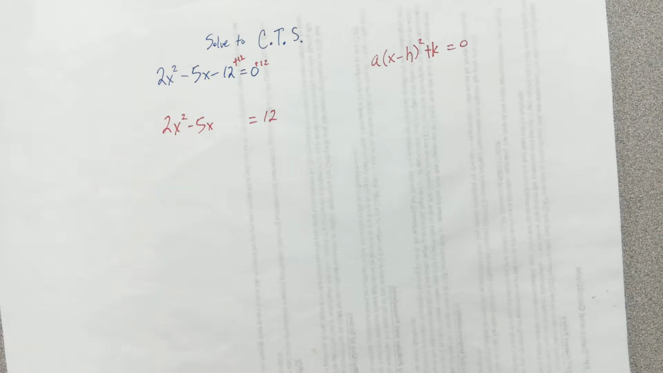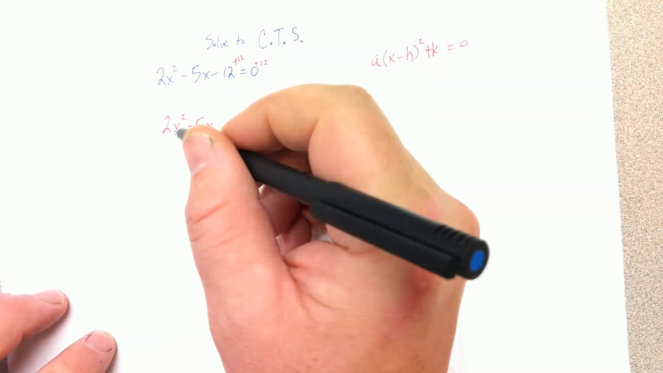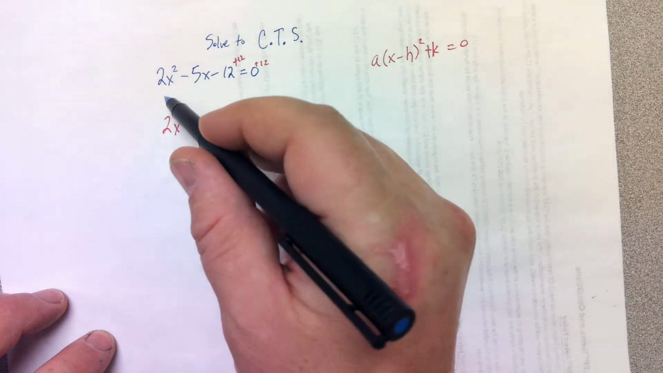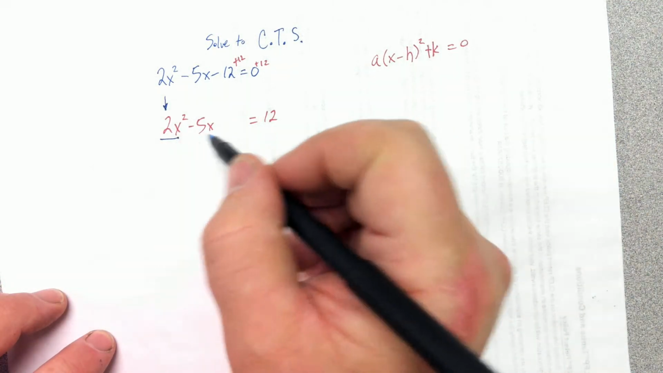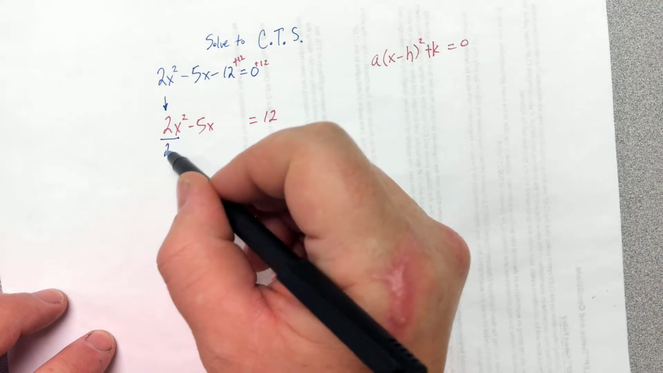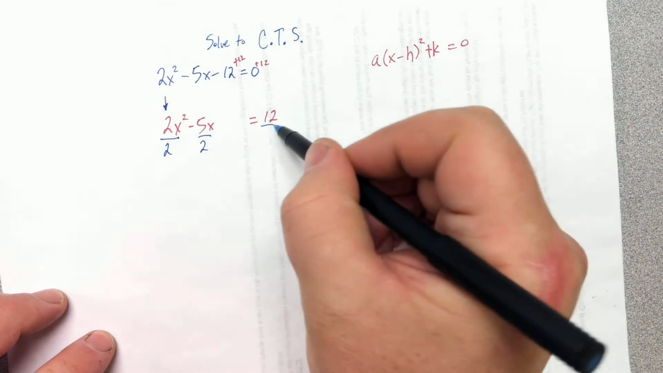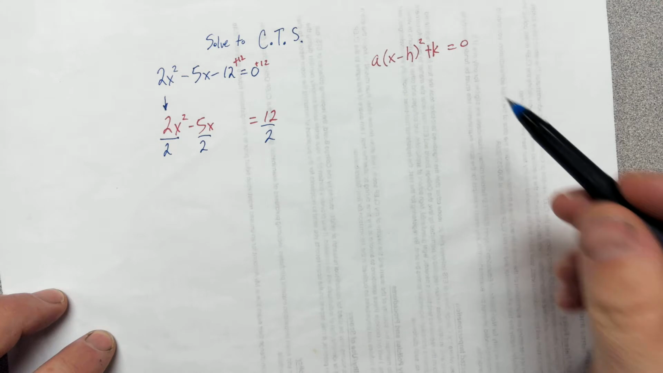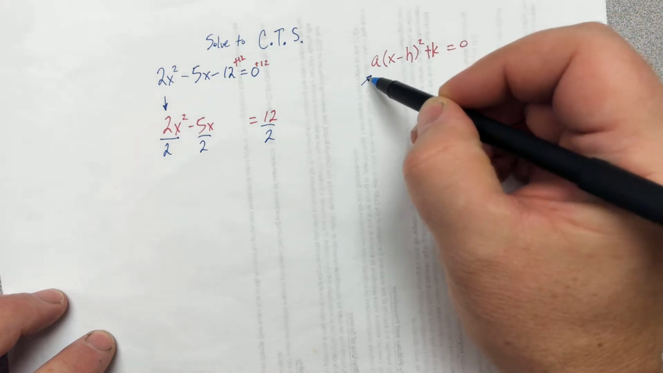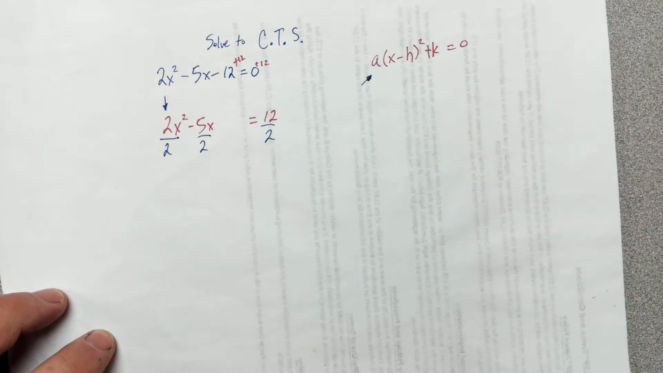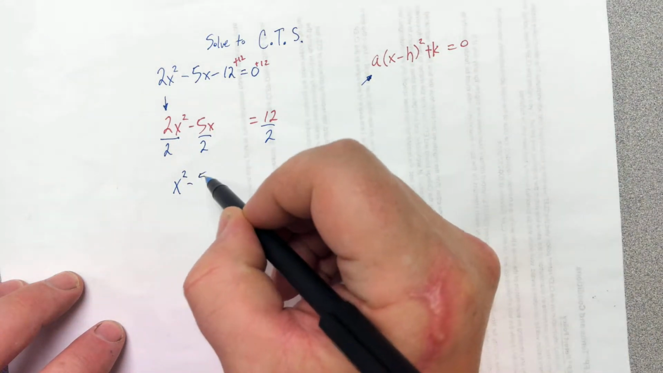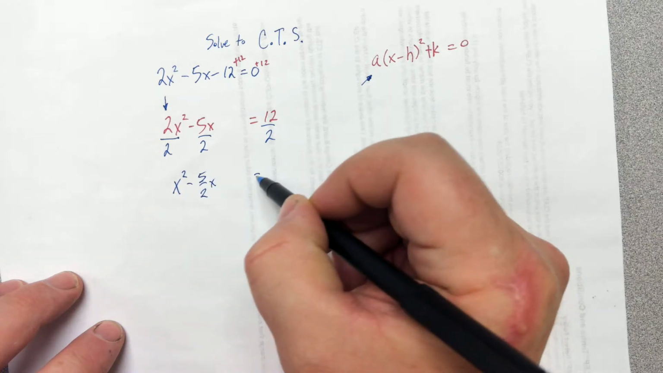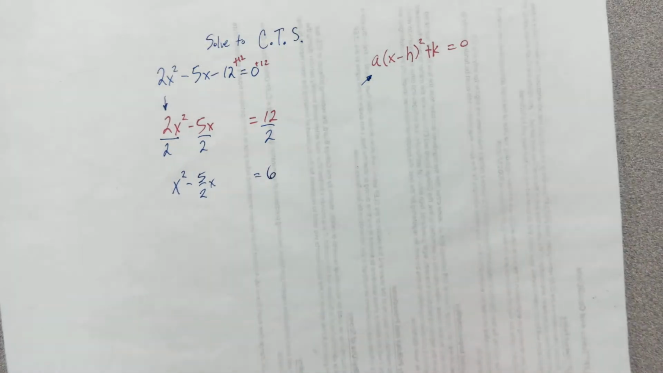So here's what you're going to do. You need to get rid of this A number. The way you're going to do that is we're going to divide everything by that number, which is going to be a little different than how we're going to do it here. But I'll just show you how we do it for solving. So here's what we got now: x squared minus 5 over 2x equals 6.